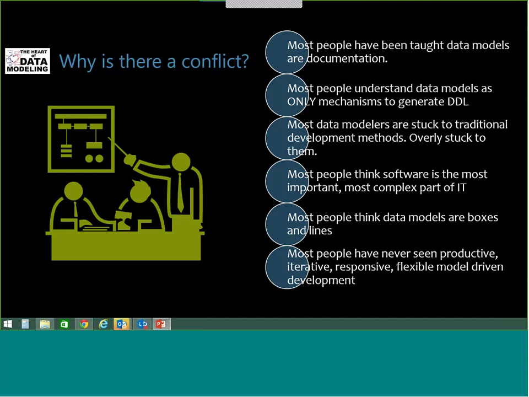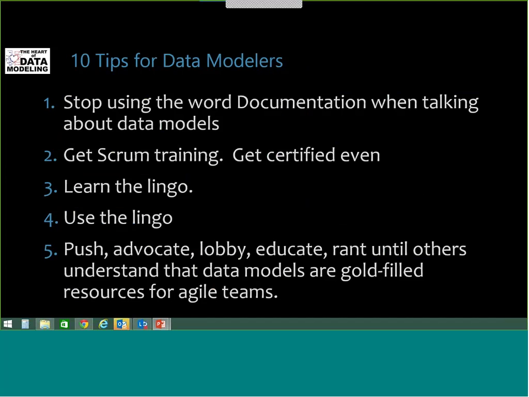Most people in the company think software is the most important, most complex part of IT, and I think we've done a lousy job of letting people know that the data is important and it's very complex. Most people think data models are just the ERDs, just the boxes and lines, and they don't understand why they take so long. Most people have never seen a productive, iterative, responsive, flexible, model-driven development process, and that's true for both modelers and developers. So some tips.